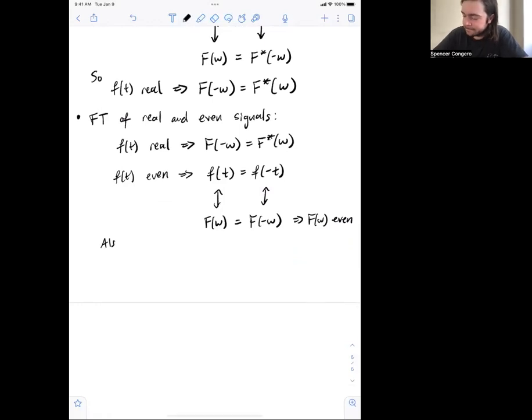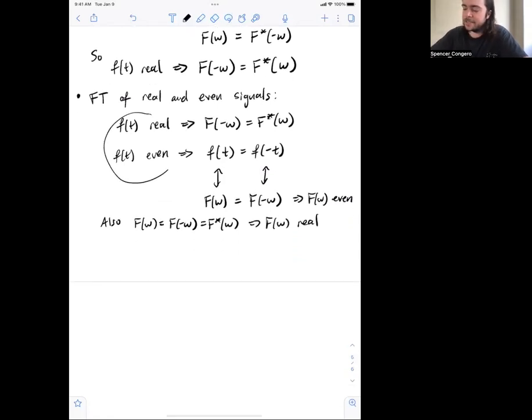Okay, and also, we can see that f of omega equals f of negative omega from this property. But then finally, we use this, f of negative omega equals f conjugate of omega. Now we get that f of omega equals its conjugate. Well, we just said that means that f of omega is real. Okay, so using f of t being real and even, we get that f of omega is also real and even. Okay, so that's the property. So f of t, real and even, implies that f of omega is real and even.